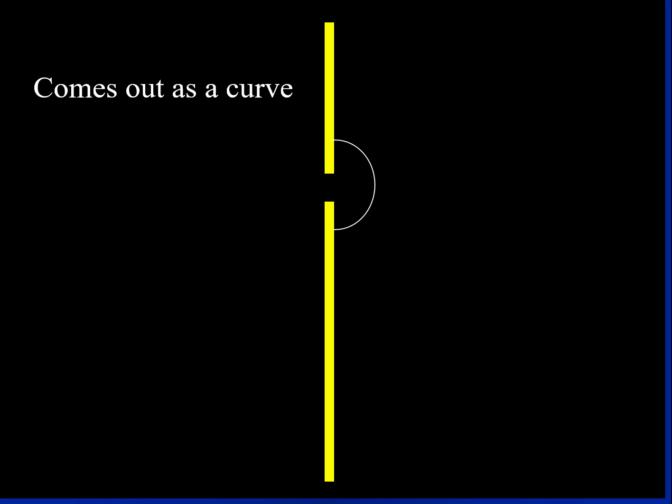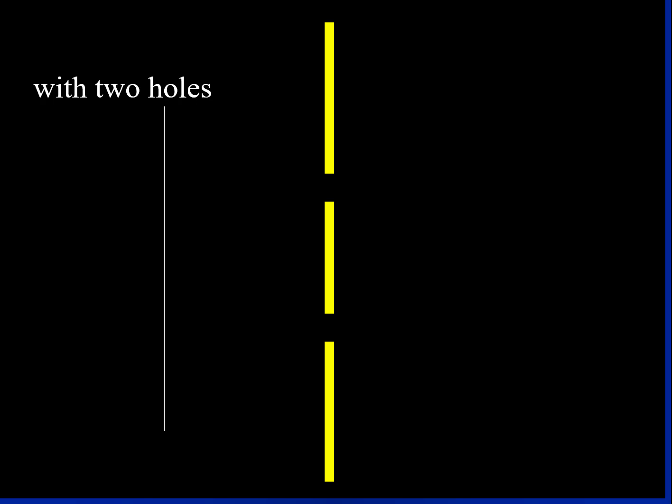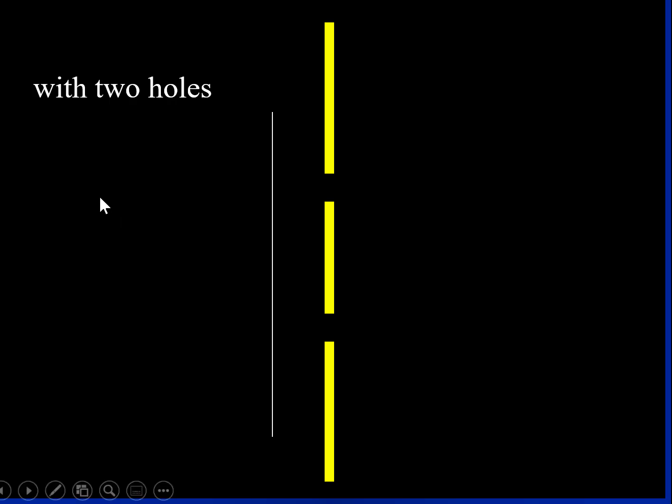Seem reasonable? I can't make this too wide or you'd only see the edges of the curve, but it's going to curve as it comes out. Everybody agree? That is really, really boring. Now I put two holes in my barrier. What am I going to get? We'll get two curves on the other side.